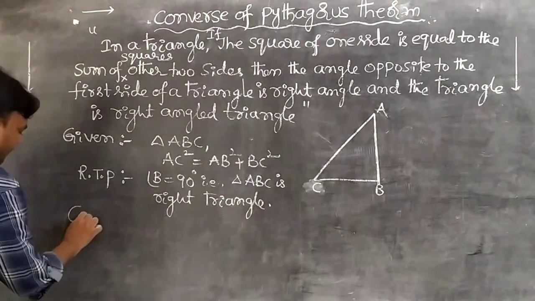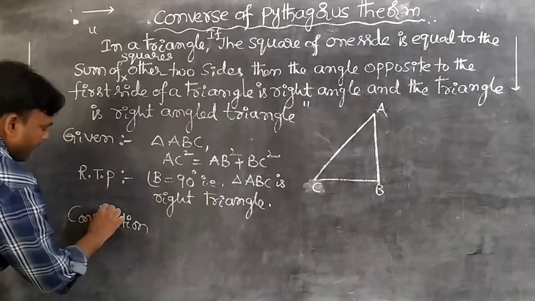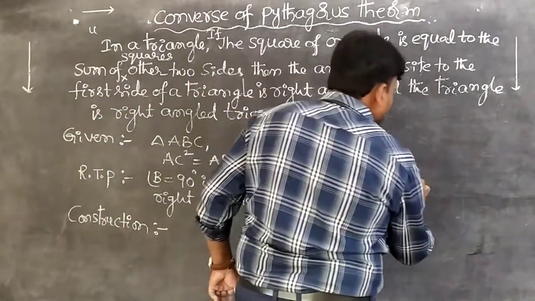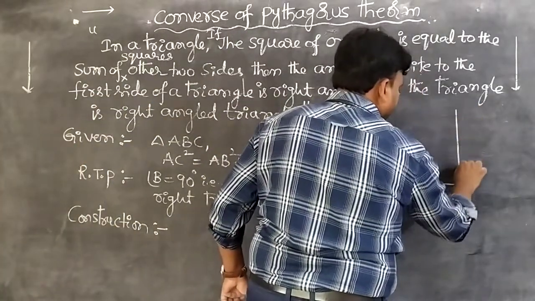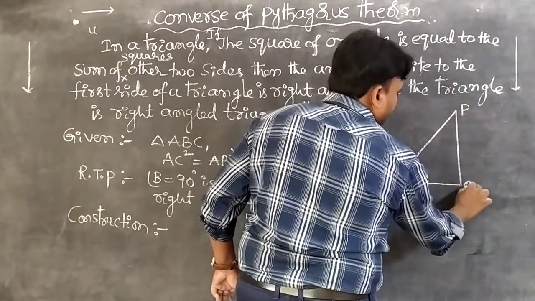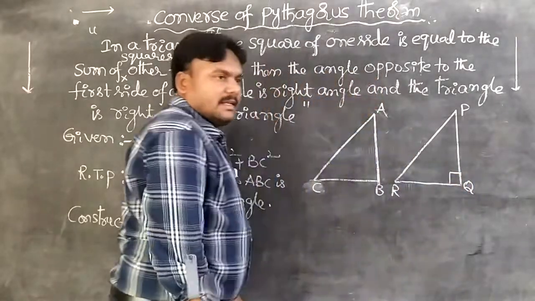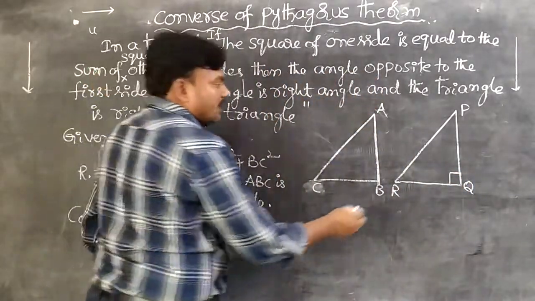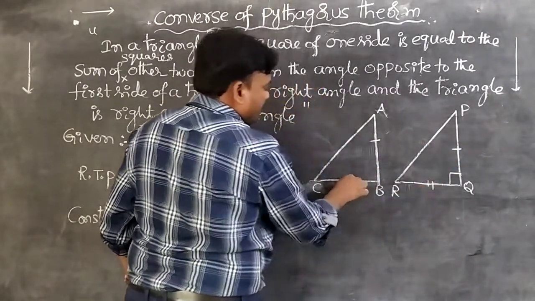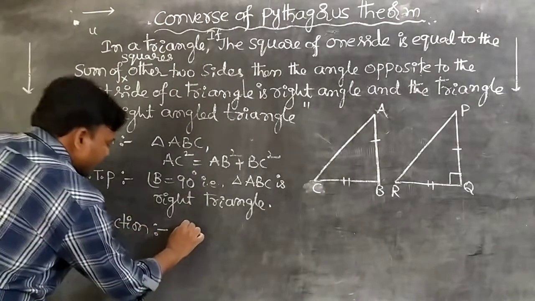Yes, construction. We construct one more triangle like this. Construct right triangle PQR, angle Q equal to 90 degrees, such that PQ equals AB and QR equals BC. We expressed it here. Observe, students.